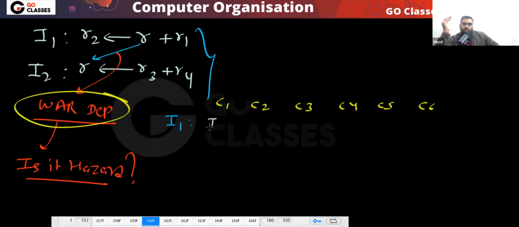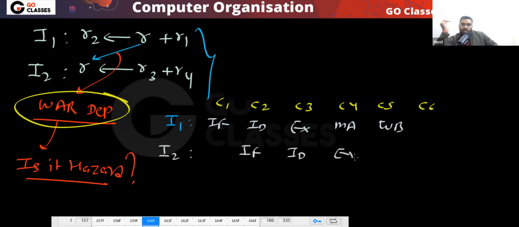Instruction I1 is going to instruction fetch, then instruction decode, then execute, then memory access, and then write back. Instruction I2 also goes through instruction fetch, instruction decode, execute, memory access, write back. Is there any problem? Tell me, is there any problem? See, we do not have any problem, right?